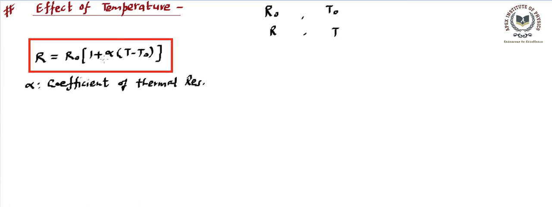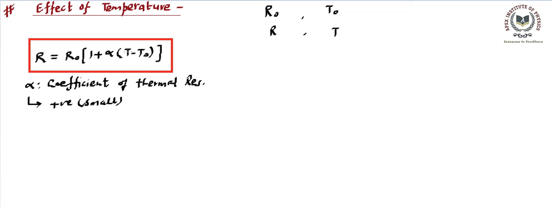Now this value of alpha that's important for us is positive for conductors, and it's a small value with a positive sign. So since it is positive, that means if T is more than T naught, this number is going to be positive. Alpha is positive, so the entire number will become more than 1, hence R becomes more than R naught. That means when T is more than T naught, R is more than R naught. And similarly, if T is less than T naught, this number will become less than 1, so R becomes less than R naught.